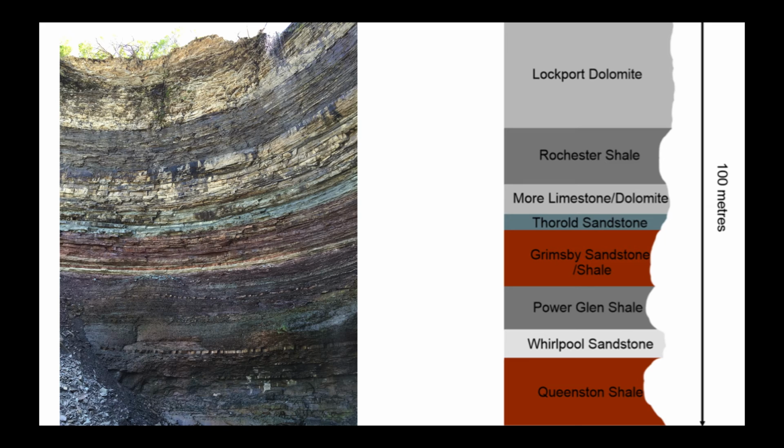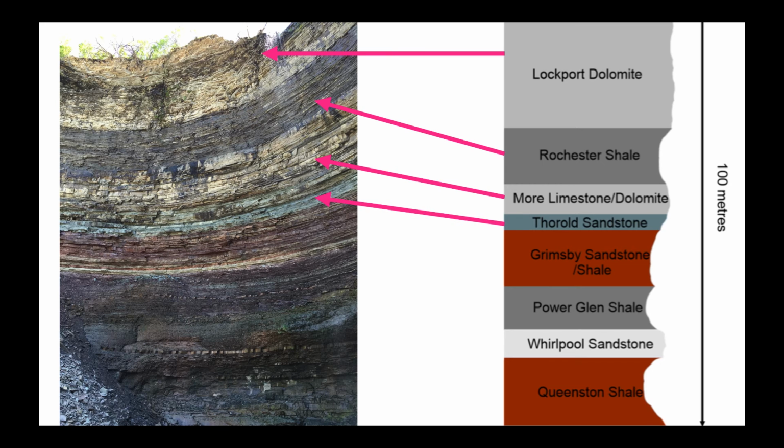Now, here's the best view of the Devil's Punch Bowl when you're right down at the very bottom. Here are all the layers you can see. The very top layer, you can see Lockport Dolomite. This is very distinctive because of its blocky shape. After that, we have a distinctive dark region, which is the Rochester Shale. Below that, we have more layers of limestone and dolomite.